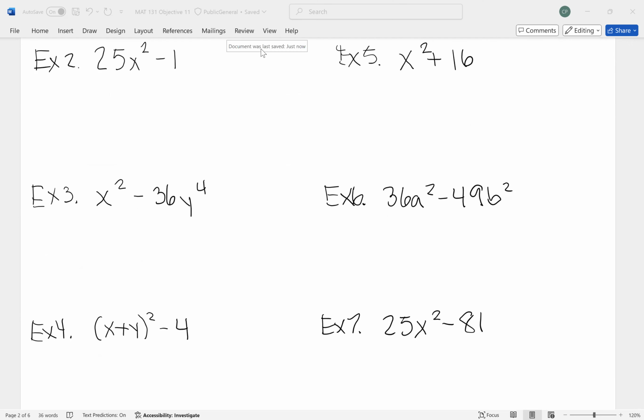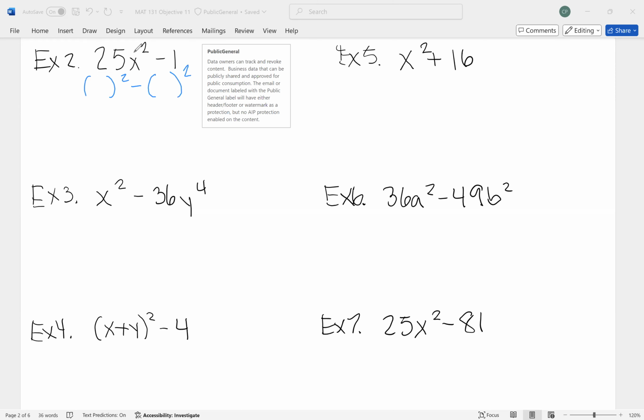All right, more examples. So for example 2, we have 25x squared minus 1, okay? And our little shortcut that we can do, we can write our two groups and figure out what is being squared. So for 25x squared, that will be a 5x that's being squared. And for 1, that's just going to be 1 being squared, okay? So now that we have the 5x and the 1, we can write our binomial. So we got 5x plus 1 and 5x minus 1, okay?